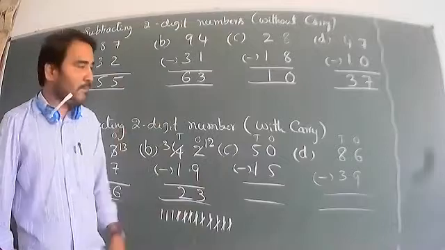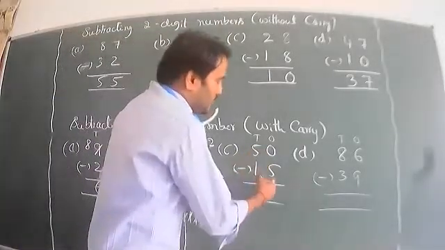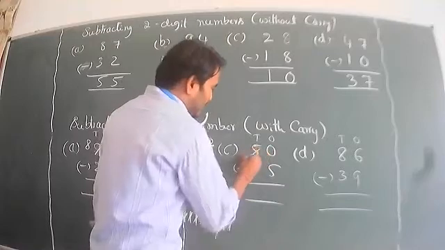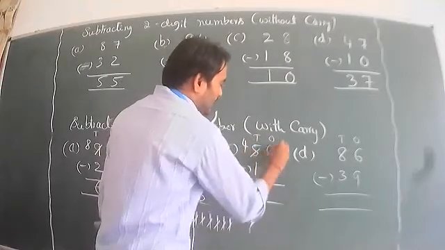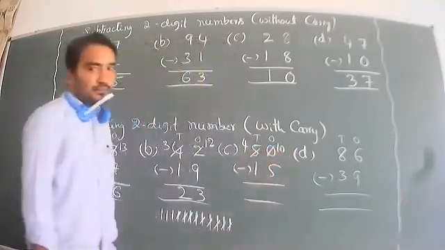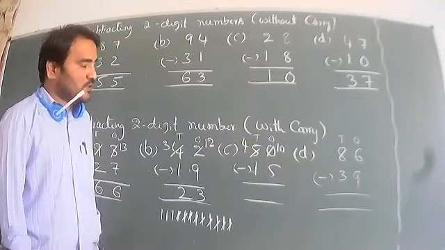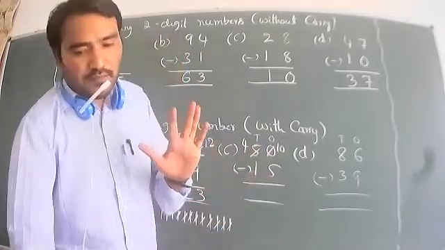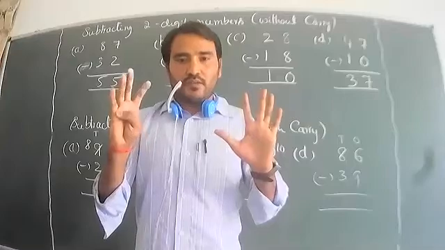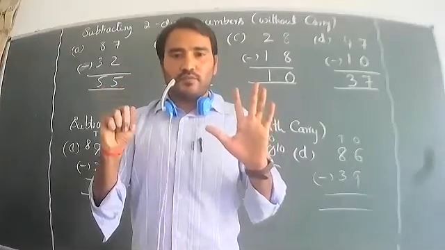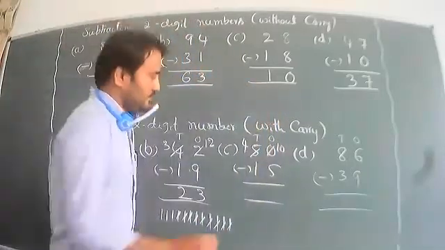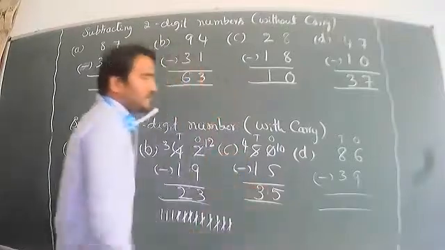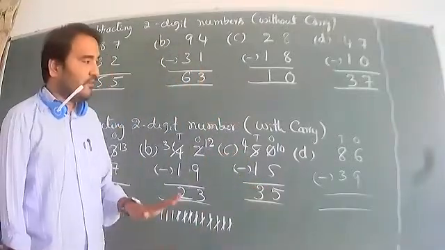Okay, 0 is not less than 5. Take the carry, it is 10 plus 0, 10. Give the carry to the tens place, to the ones place. Now 10 less 5. 1, 2, 3, 4, 5. So remaining 5. Now 4 less 1, 3. So this is the way to subtract.